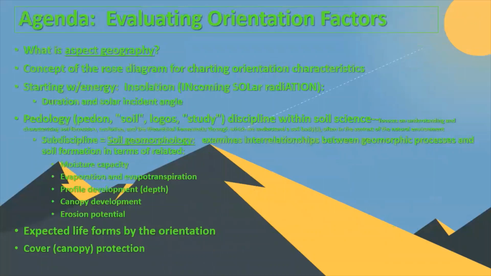So this is some of the things I'm going to talk about: aspect geography, and then the concept for talking about slope orientation. We use a particular diagram called a rose diagram. I'll show you some examples of that, how it's used for charting orientation, and then we'll talk about energy in the form of, here's an acronym for you, insolation, not with a U like you have in the walls to prevent heat transfer, but insolation means incoming solar radiation. So it's just the incident radiation from the sun on the earth.